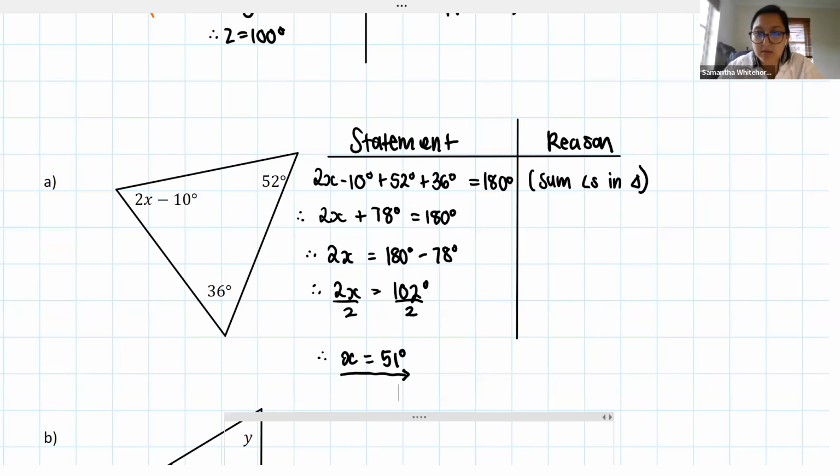Connie, exactly. Can I not do maths? Connie, do you mean 31 or 51? Let's just double check that.